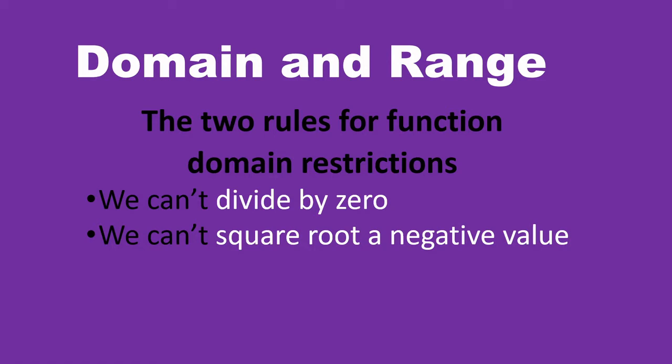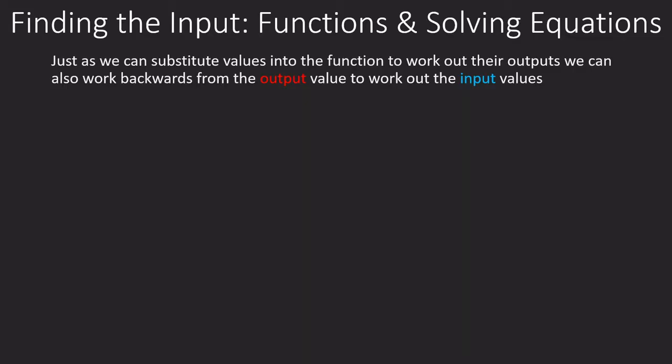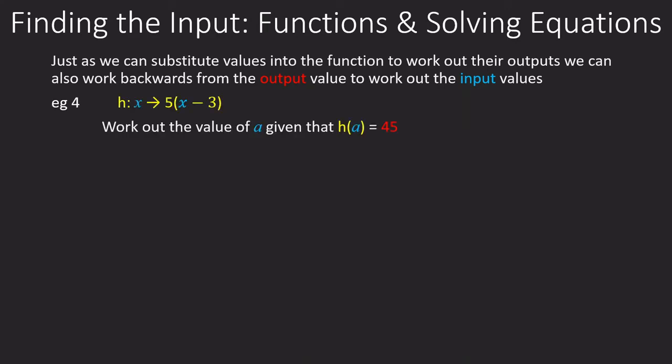So far, we've only been looking at inputting values into a function. We could just as easily be asked to find the possible input value that gave you the output value. So for example, function h takes the input value, subtracts 3 from it, and then multiplies that answer by 5. If we're told that function h has an output of 45 when the input is a, let's work out what that input is.